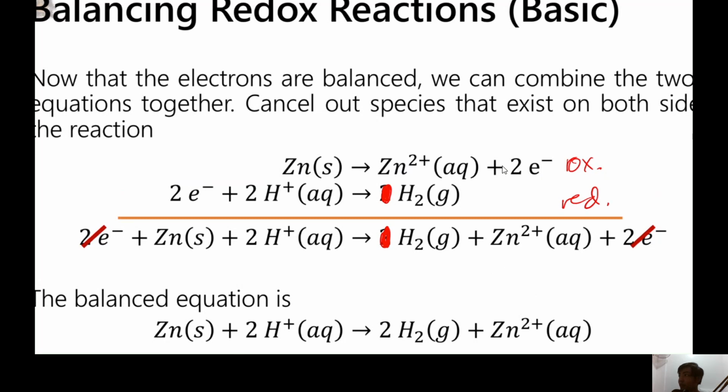So 0 din. Okay? For reduction naman, the electron is on the left side. So sa product side kasi 0 yung charge, dito sa left side 2 times negative 1 plus 2 times positive 1, 0 na rin. So, balance na yung charge. At the same time, balance na yung atoms. Okay? And so, keep in mind lang.